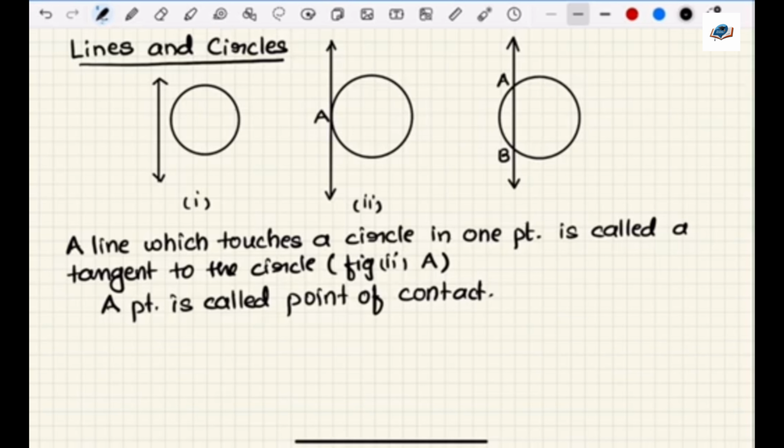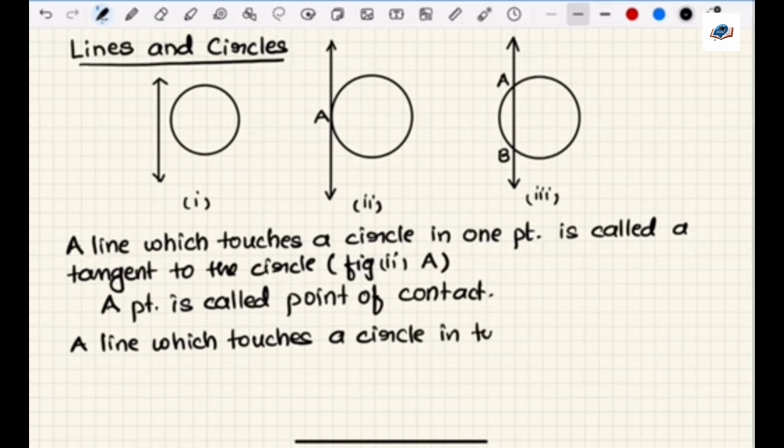or the contact point. Now, in the third figure, if you see carefully, the circle is touching 2 points on the line. So, such a line which touches the circle in 2 points is called a secant. So, I can say a line which touches a circle in 2 points is called a secant. Figure 3.